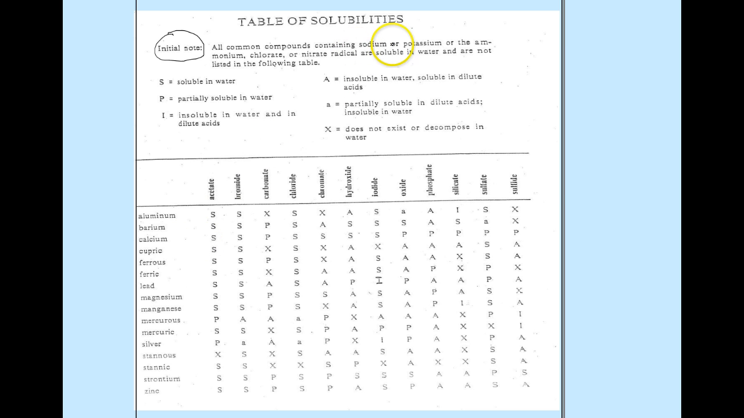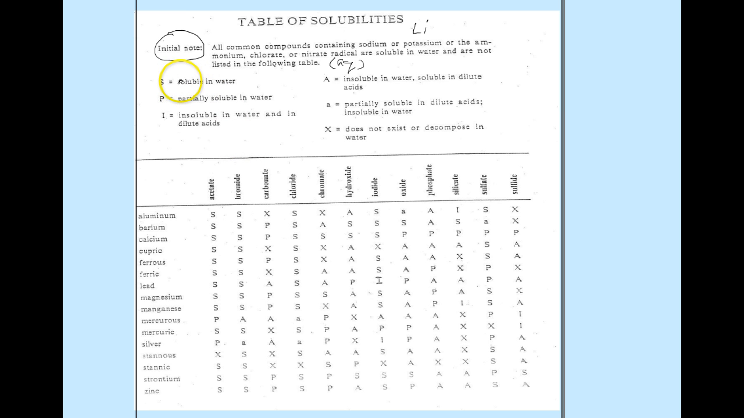So anything that has sodium, potassium, ammonium, chlorate, nitrate, any of those ions in a compound, okay, are soluble in water and will be aqueous solutions. And to this list, we're going to add lithium. So make sure you do that. Now, these are codes that we find down here in the table.